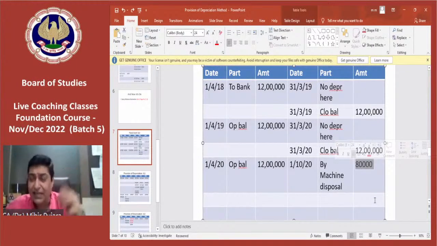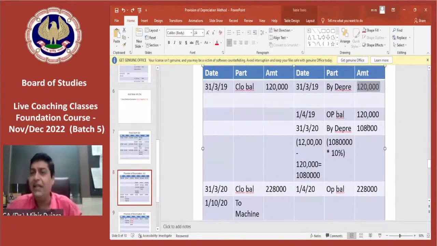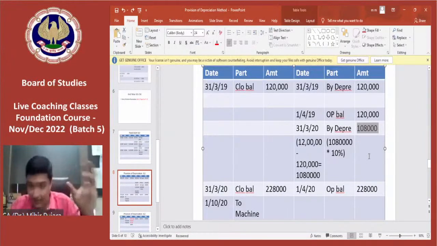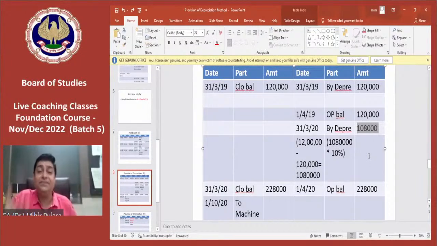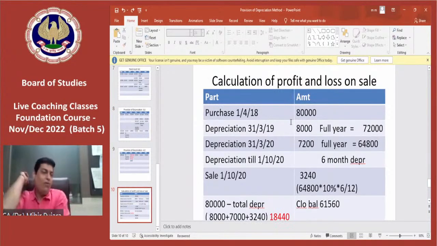So I have to understand how much depreciation. If my first year depreciation is 120, then how much depreciation of this 80,000 is in this 120? My second year full depreciation is 1,08,000. So how much depreciation of this 80,000 is in this 1,08,000? So I have to prepare a small working note to understand the total depreciation of this 80,000 up to the date of sale. And for this, we prepare this small note.